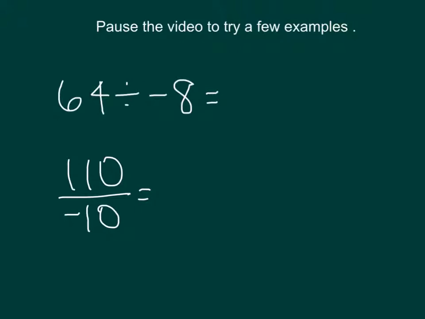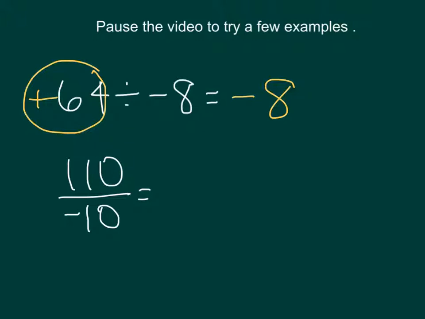Pause the video to try a few examples of dividing numbers with different signs. So make sure you're paying attention to the number and the sign. Let's take a look at the first example, 64 divided by -8. Again, anytime that there's not a sign in front of a number, we make it a positive. So a positive divided by a negative is a negative. And now we have 64 divided by 8, which is just 8.